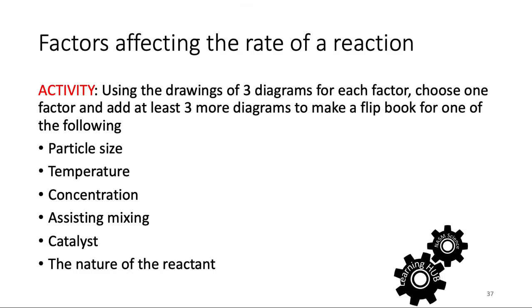And finally, an activity using the drawings of 3 diagrams that you've done before. Choose one of the factors and its 3 diagrams. Add 3 more to make a flip book. So remember, with a flip book, you only want to have relatively small changes between one diagram and another to show how that particular factor affects the rate of a reaction.